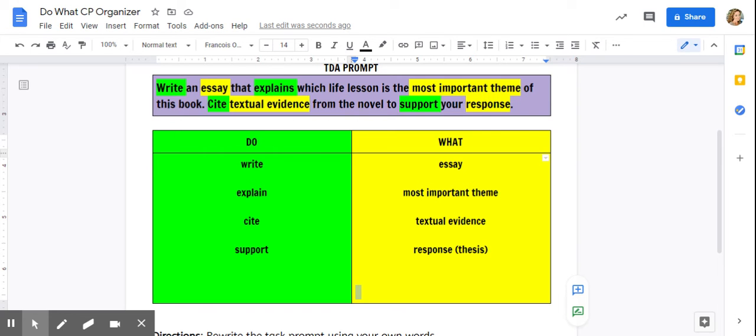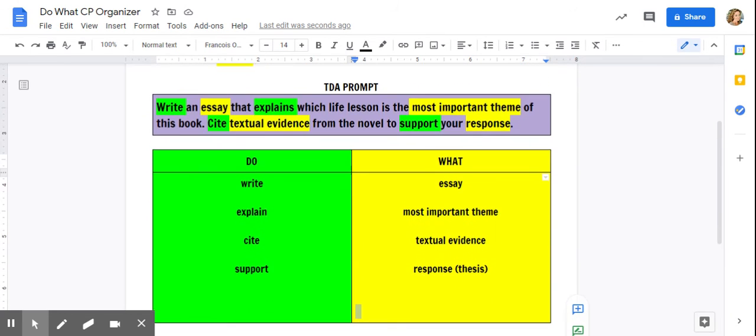So now we have the chart done. We know a little bit more now what we're being asked to do. We're going to have to write an essay about the most important theme in The Watsons Go to Birmingham. What's the biggest lesson that you think that book teaches? And it teaches a lot of lessons.